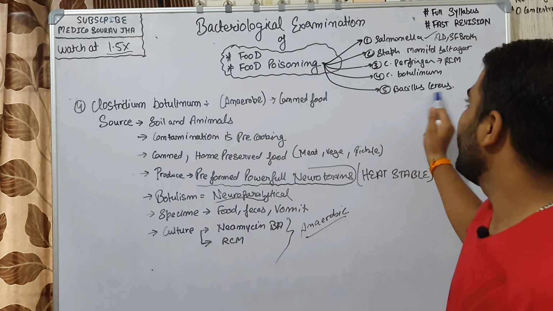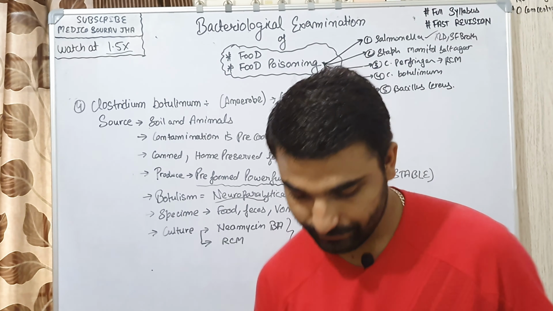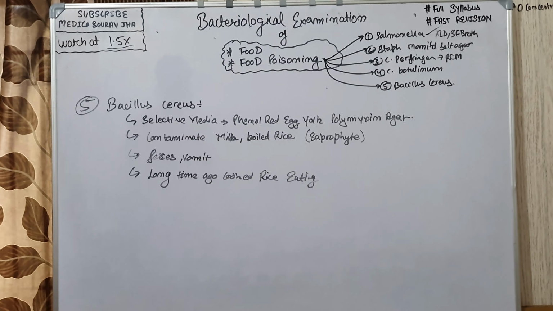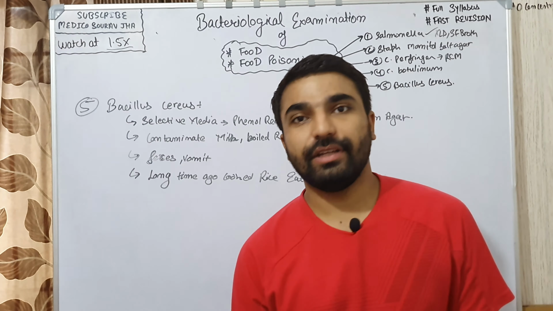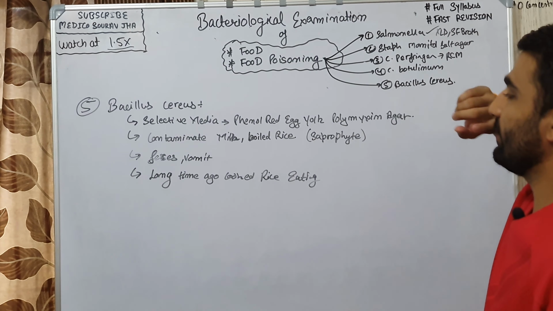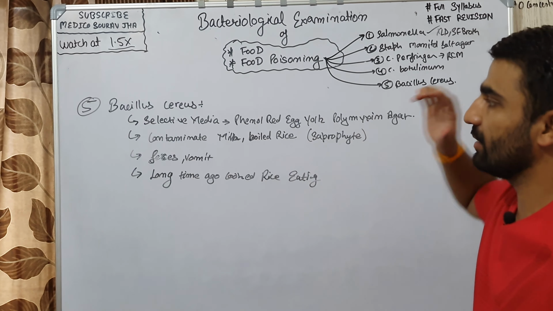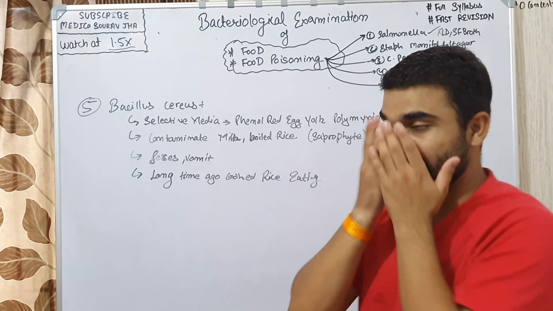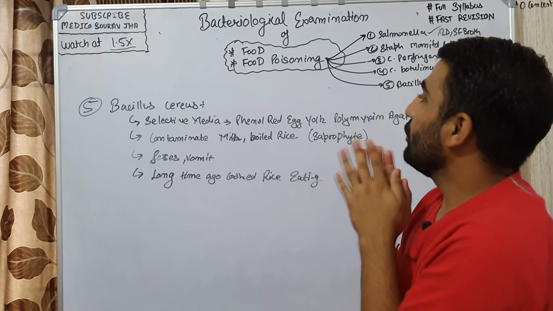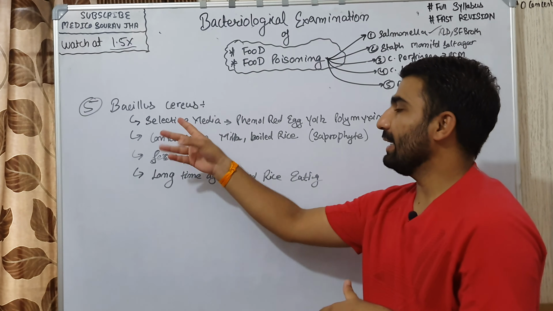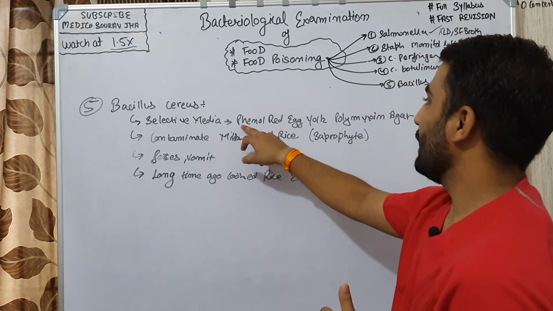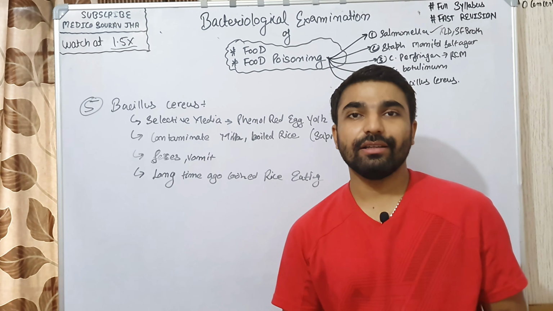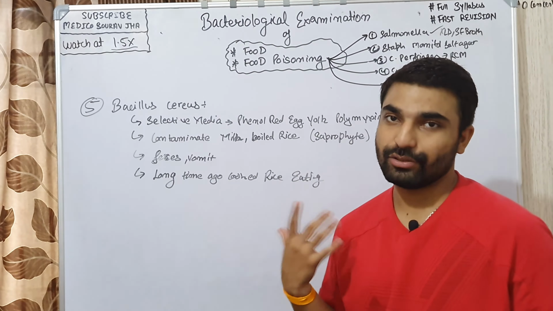Next we will discuss Bacillus. This is the last bacteria we are going to study today which can cause food poisoning, which is Bacillus. The selective medium used: if Bacillus is infecting your body and causing the food poisoning, it can be isolated from the body and grown on phenol red egg yolk polymyxin agar, and it can be seen there whether this bacteria is doing so or not.